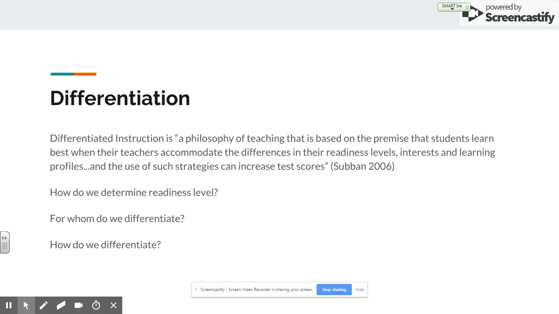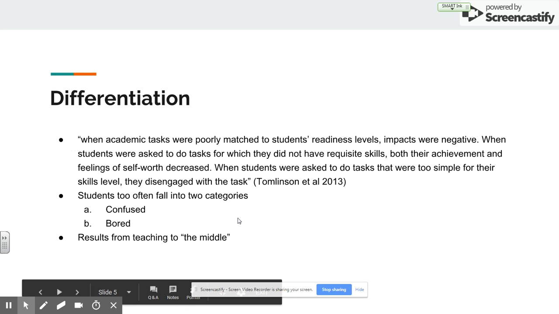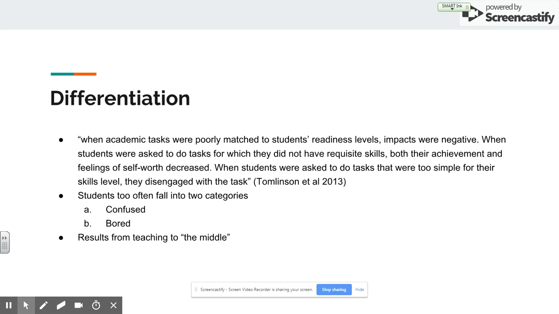Only then can they find the meaning in what they're doing, if we give them a way to make education personal for them, right? So when academic tasks were poorly matched to students' readiness levels, impacts were negative. When students were asked to do tasks for which they did not have requisite skills, both their achievement and feelings of self-worth decreased. When students were asked to do tasks that were too simple for their skill levels, they disengaged with the task. This is from a study by Tomlinson et al.